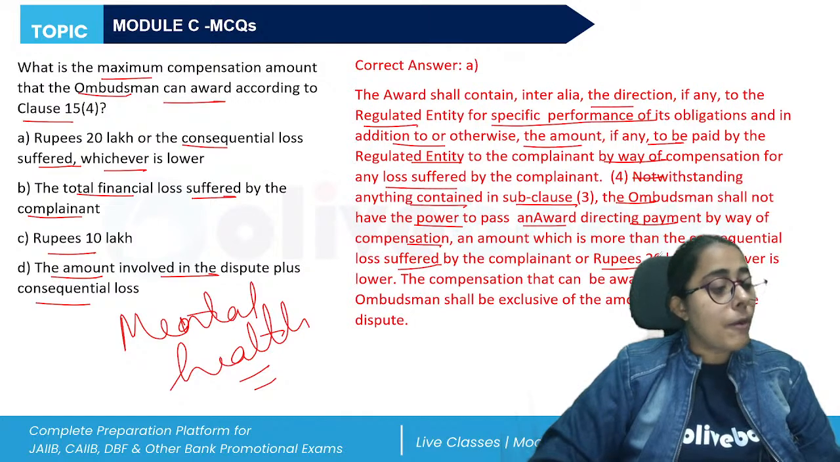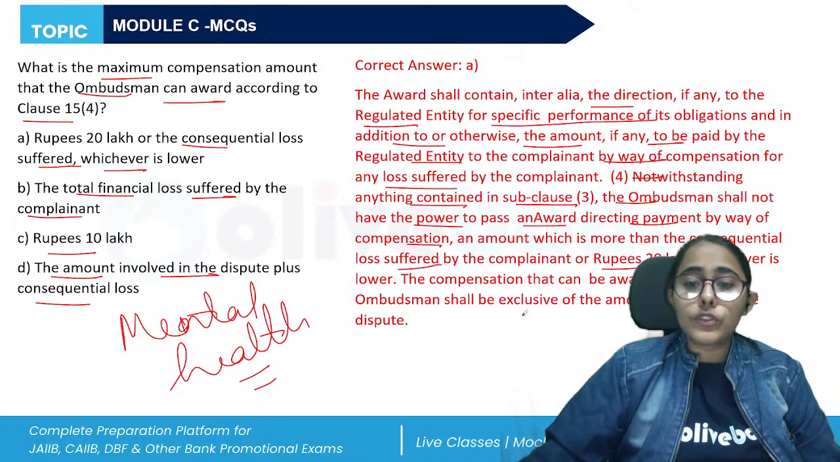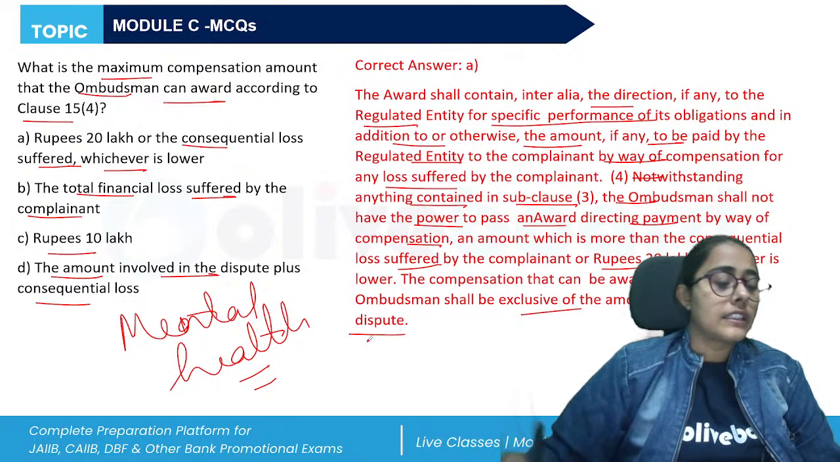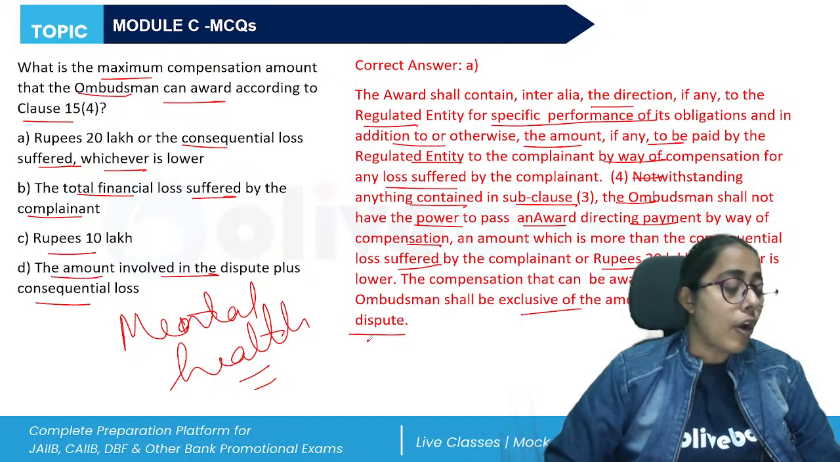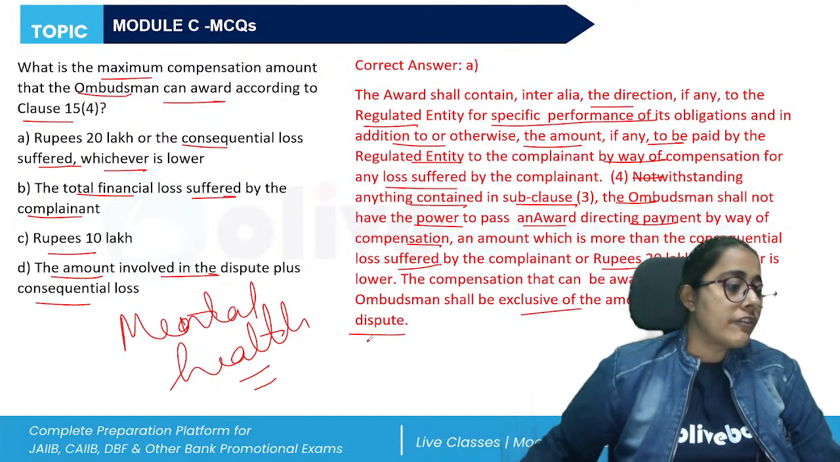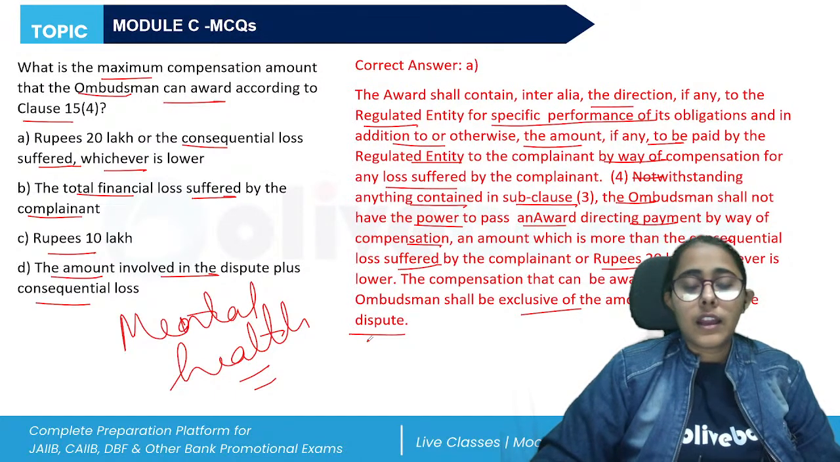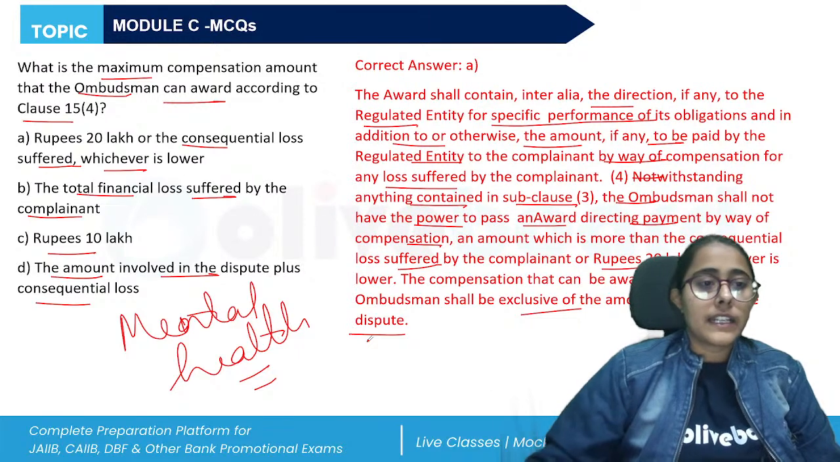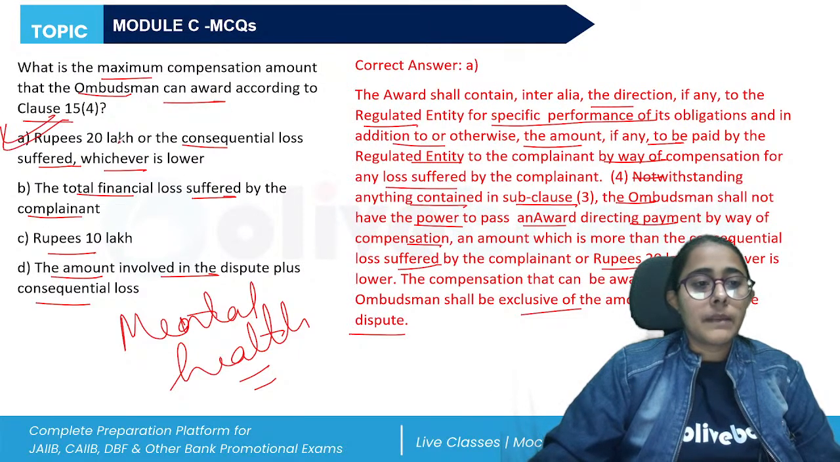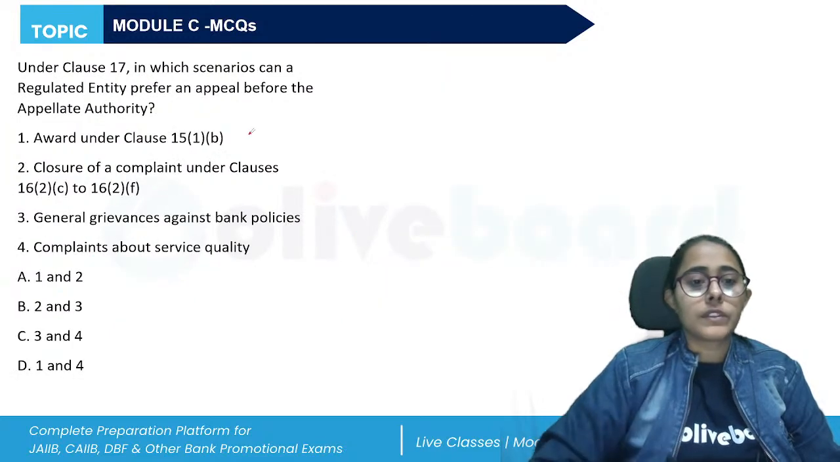And this will be the compensation, so it will be exclusive of the amount that is involved in the dispute. So apart from the dispute, this compensation will be awarded by the ombudsman. So the correct answer is option A. Remember this: rupees 20 lakh or the consequential loss, whichever is lower.